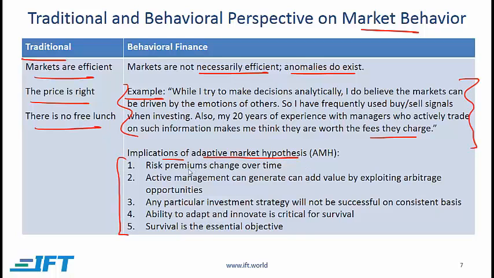Now, the market theory related to behavioral finance is the adaptive market hypothesis, and the major implications of this hypothesis are shown over here. One is that risk premiums change over time. Two, active management can add value by exploiting arbitrage opportunities. Any particular investment strategy will not be successful on a consistent basis. The ability to adapt and innovate is critical for survival, and survival is the essential objective.